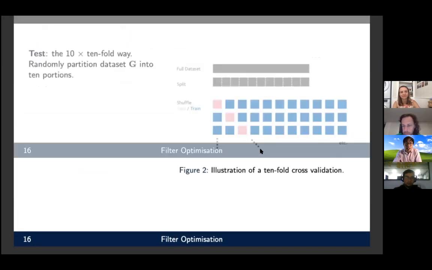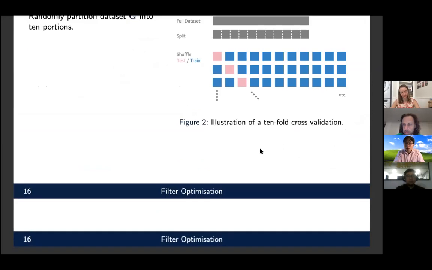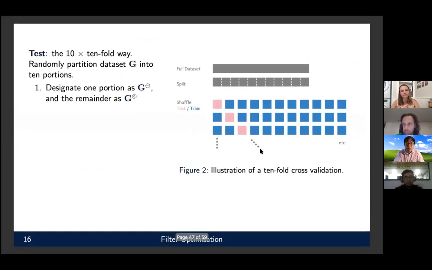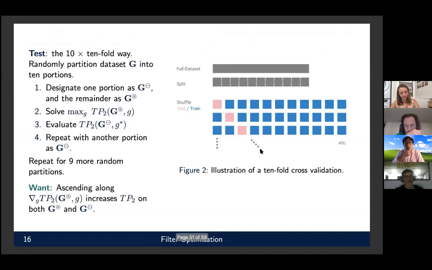So we do our standard trick in data science, tenfold cross-validation. We have a full data set and we split it up into 10 random portions. Then we take 90% of those portions and solve our problem on that 90%. We don't see the pink stuff. That's a test set. And then we evaluate this on the test set. Then we just shuffle the test set around, and we repeat this for 9 extra random partitions. And we get 100 experiments.